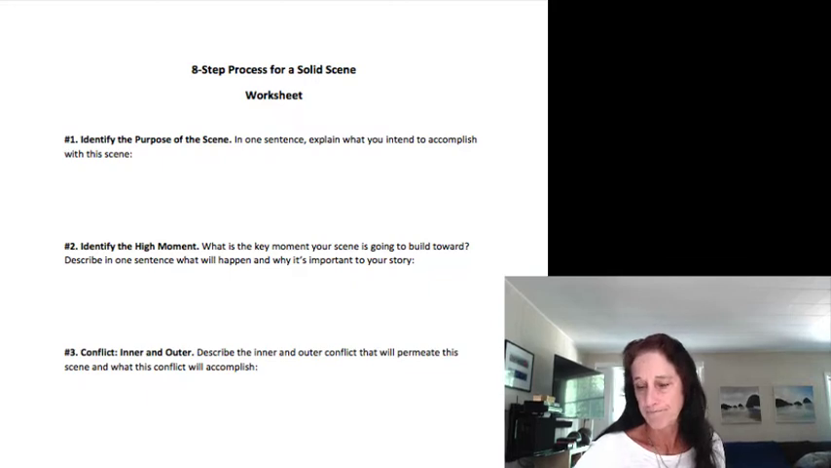Okay, our third step, rather, in this 8-step process for a perfect scene, after you've identified the purpose and the high moment, and you've worked your way back 20 minutes or so so you know where to start your story, is conflict, inner and outer. Describe the inner and outer conflict that will permeate this scene and what this conflict will accomplish. This is really, really important. If you have no conflict in your scene, it is useless. It's horrible. I will venture to say, as I always do, conflict is story.